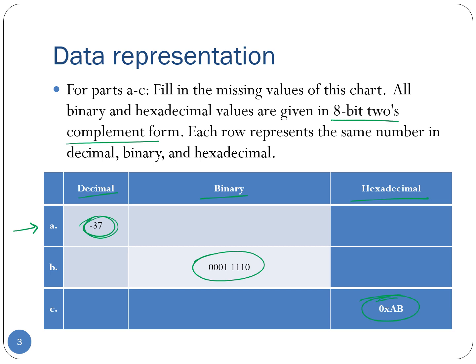So for example, in the first row, minus 37 decimal number is presented. Now you have to figure out its binary and hexadecimal equivalent. Likewise for rows B and C. So let's work on this.